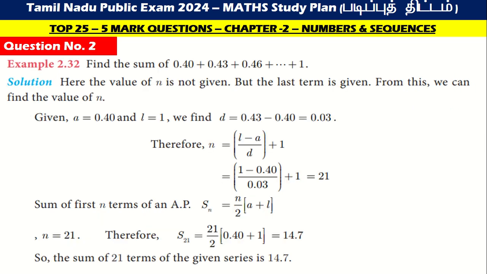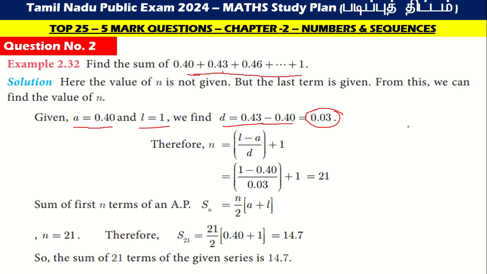So example 2.32. 0.40 plus 0.43 plus 0.46 plus up to 1. So here the n is not given, but the last term is given. The last term given is 1. So we need to find n. The value of a is 0.40, the value of L is 1, and d is equal to 0.43 minus 0.40, which is equal to 0.03. So n is equal to (L minus A) by D plus 1, which means (1 minus 0.40) by 0.03 plus 1.